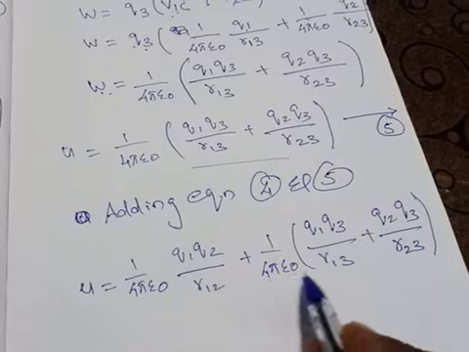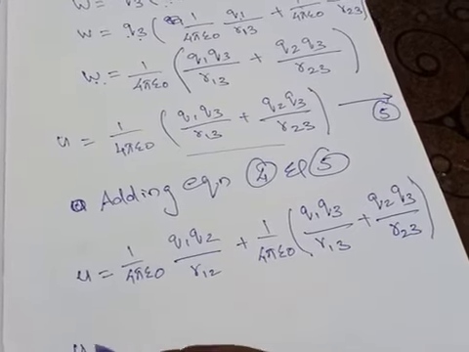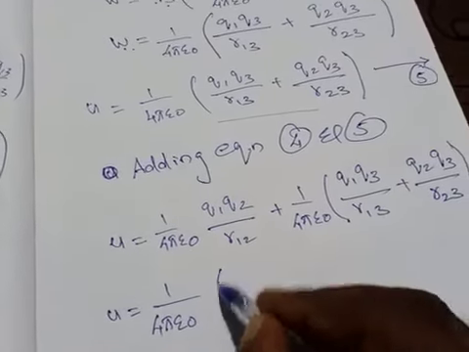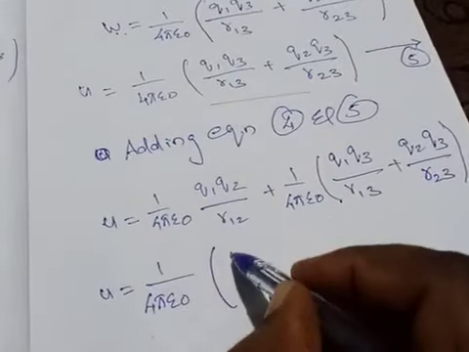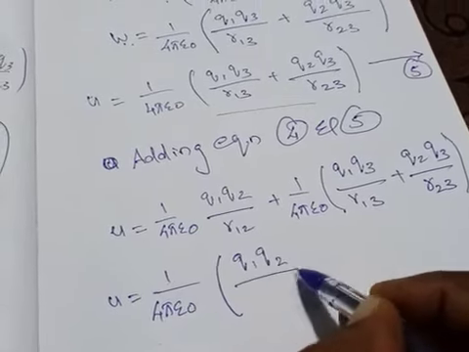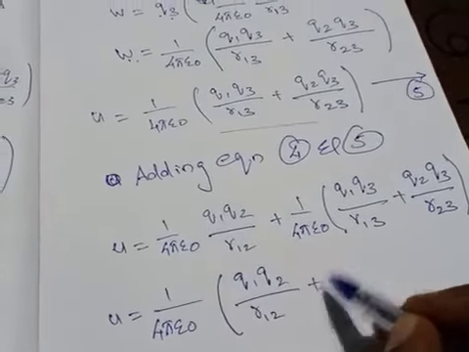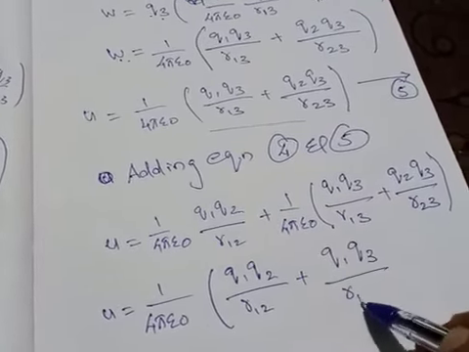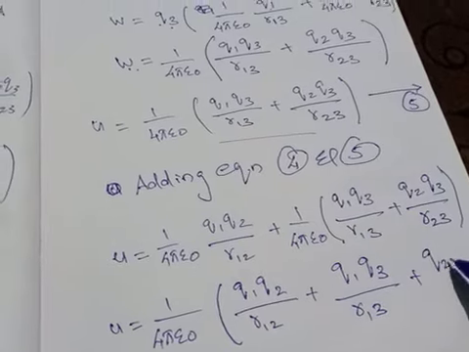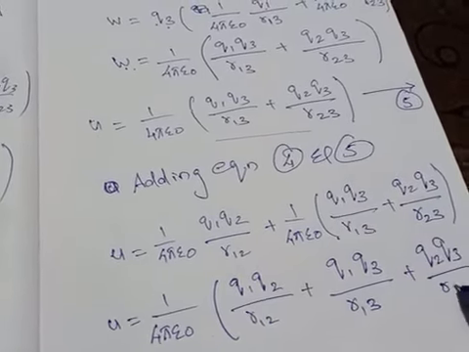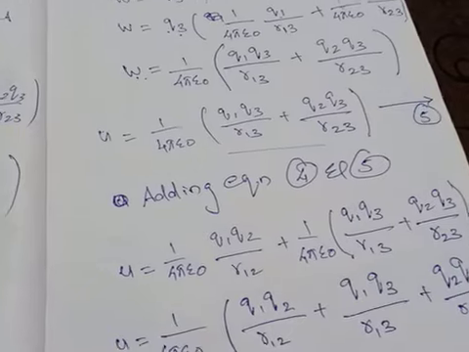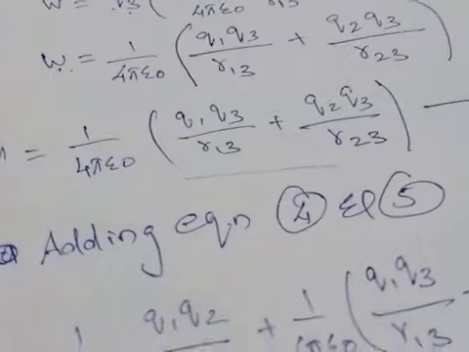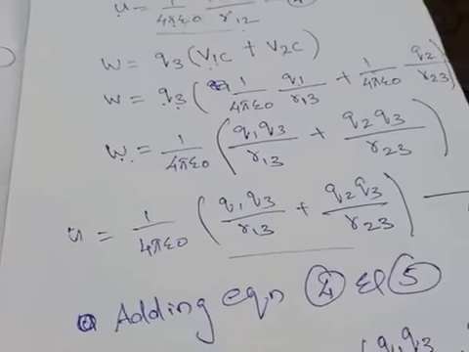Now 1 by 4 pi epsilon 0 is common. Take it outside, 1 by 4 pi epsilon 0. So inside the bracket what will be there? Q1 Q2 by R12 plus Q1 Q3 by R13 plus Q2 Q3 by R23. So this is the total electrostatic stored potential energy, and you can go through this.